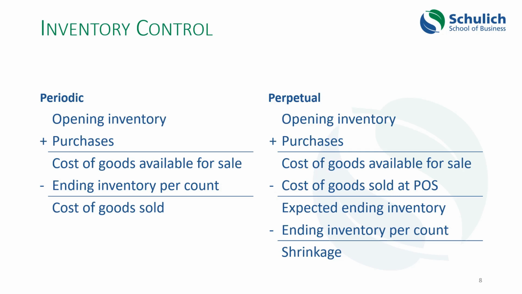Here are the two key points I just want to highlight here. In the periodic system, the key point is when you do your ending inventory count. And in the perpetual system, the key point is right at the moment of sale. Your point of sale system will record the inventory going out the door. And that's really the key difference between the two.